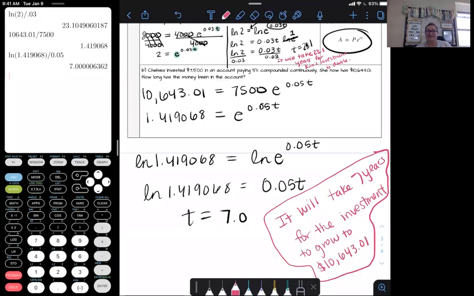All right, y'all, I got that it'll take 7 years for the investment to grow to that amount. So hopefully our answers match. If not, you can always ask me for help.